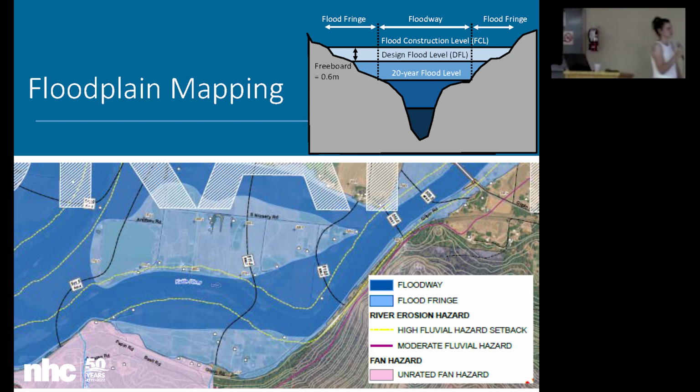And also we mapped in pink the alluvial fans. They are unrated because you have to go to every single fan and study it and the creek and all the information about it to accurately map where you think the water would go. So we've identified that they exist, but we haven't individually mapped every single fan.